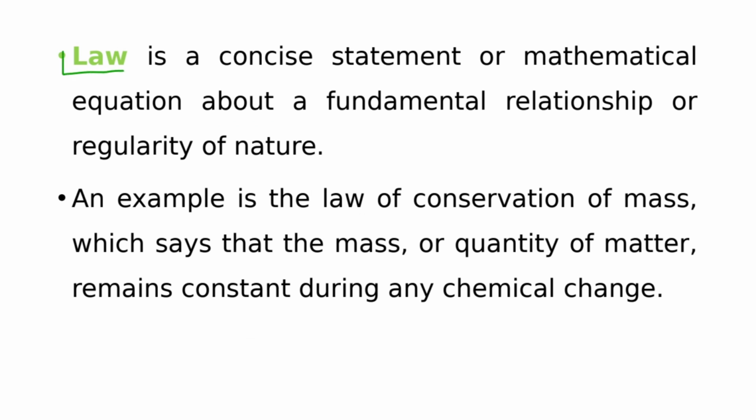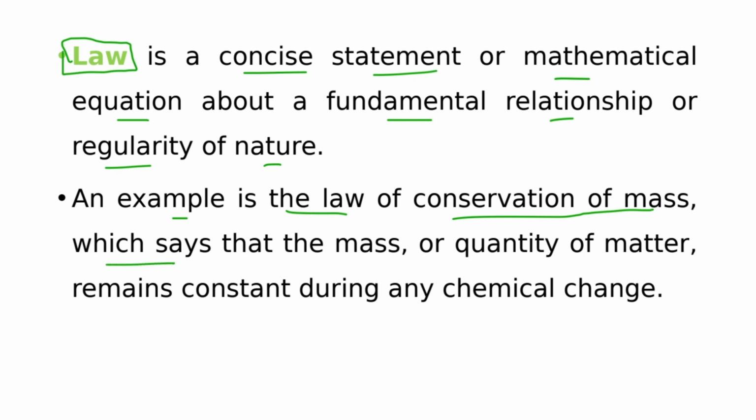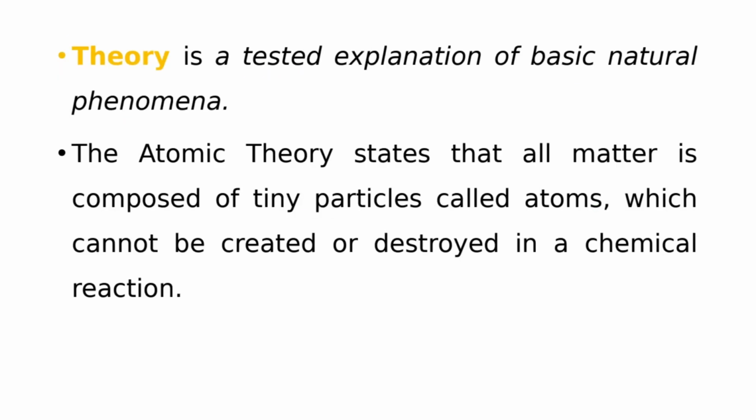Then the fourth step is to formulate a law. Now, a law is a concise statement or mathematical equation about a fundamental relationship or regularity of nature. So, for example, the law of conservation of mass, which we are going to study later, says that the mass or quantity of matter remains constant during any chemical change. So this is an example of law formulation.